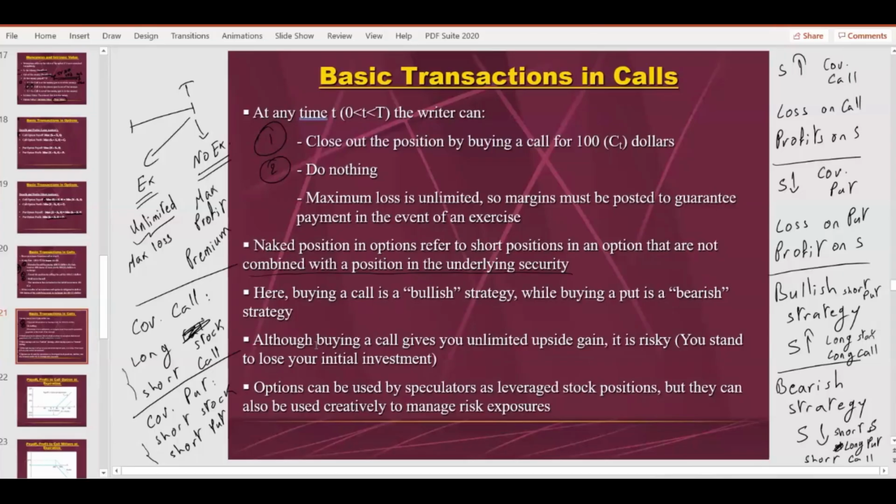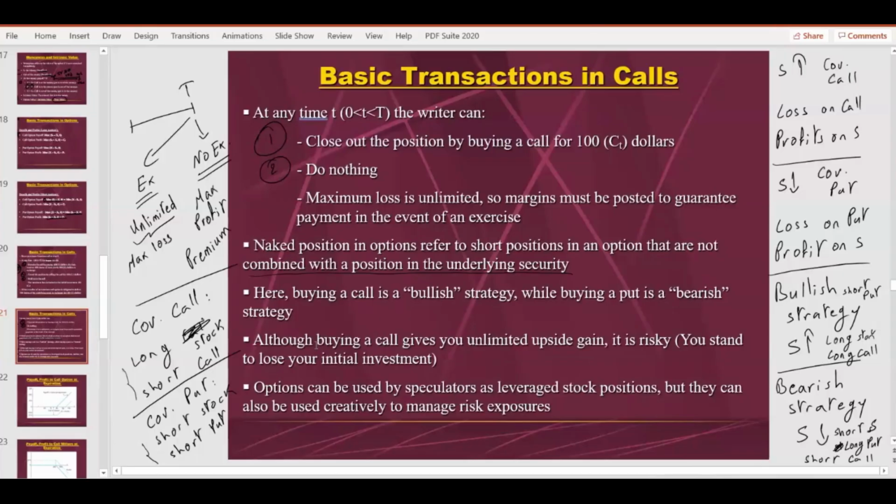Now, options can be used by speculators as leveraged stock positions, but they can also be used creatively to manage risk exposures. We're going to see later on in some examples how those instruments can be used by speculators and how they can be used to minimize risk, or in combination to form a certain strategy, whether involving the underlying asset or involving other types of options.